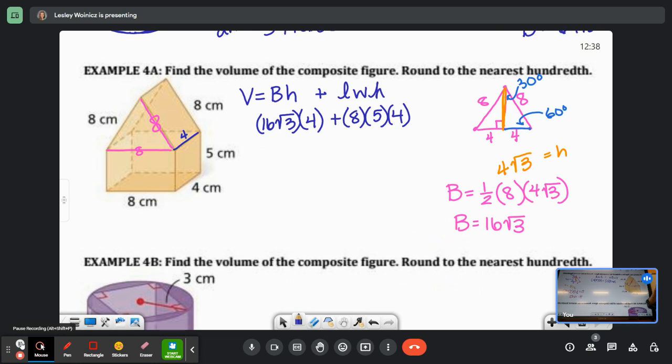Does it matter which one I make the length, width, and height for the rectangular prism? No. Because it's just multiplication, and multiplying is commutative, so I can multiply them in any order.